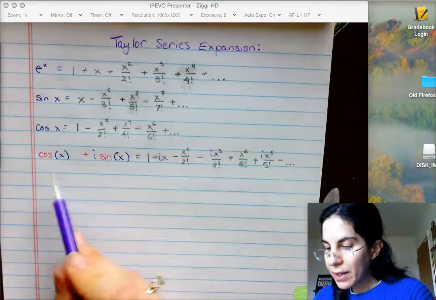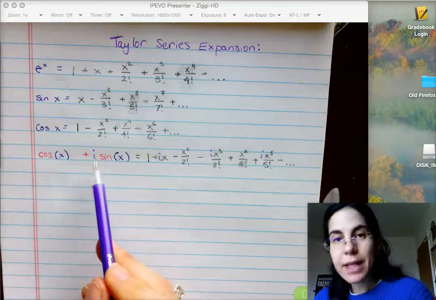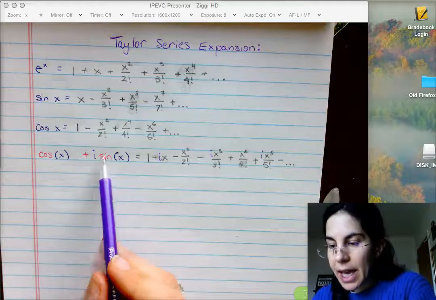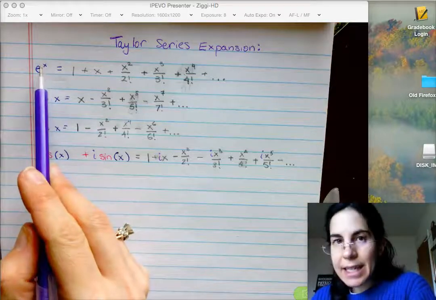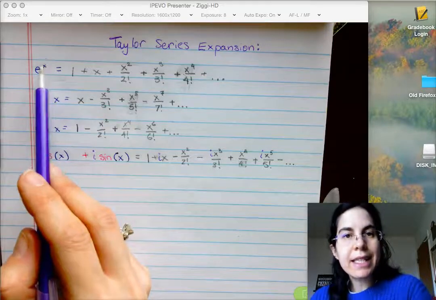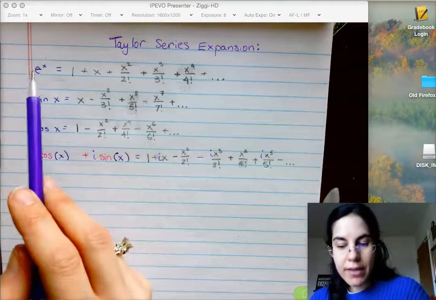Write out the series for cosine plus i sine, cis as you called it in pre-calculus, and compare not to e to the x, but to something else in the complex plane. Take a second and see if you can recognize the pattern, then press play.